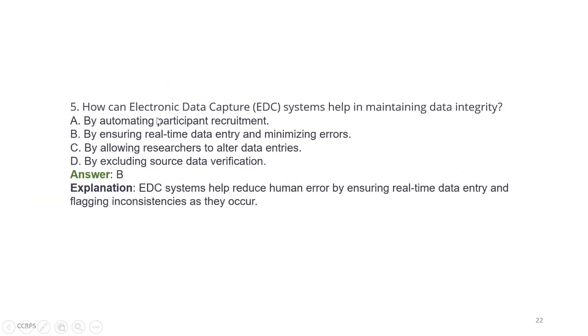Question 5: how can electronic data capture, EDC, systems help in maintaining data integrity? The most appropriate and proper answer would be by ensuring real-time data entry and minimizing errors. EDC, electronic data capture systems, help reduce human error by ensuring real-time data entry and flagging inconsistencies as they occur.